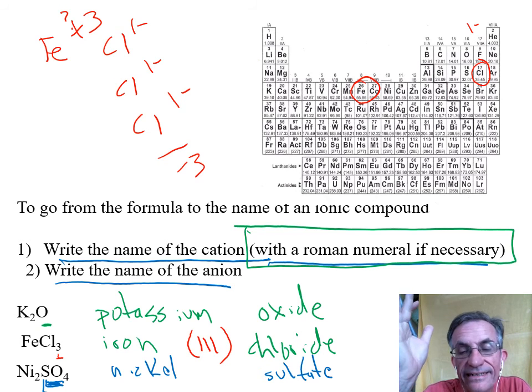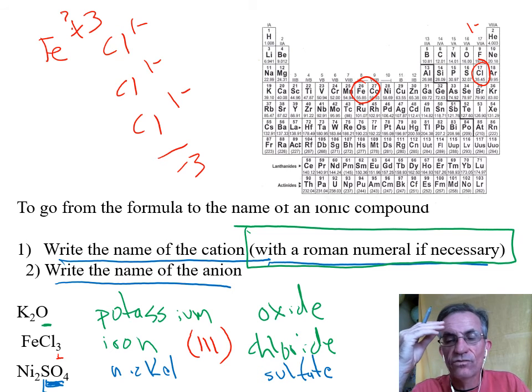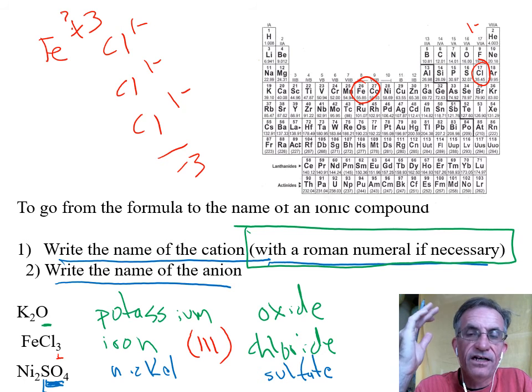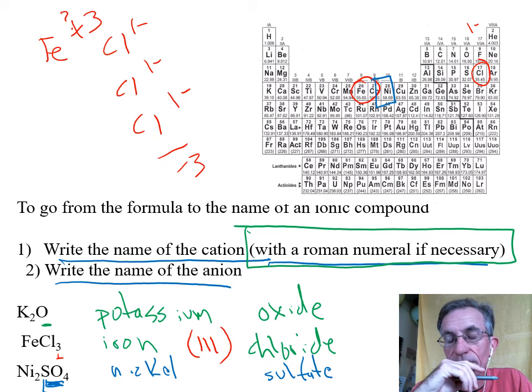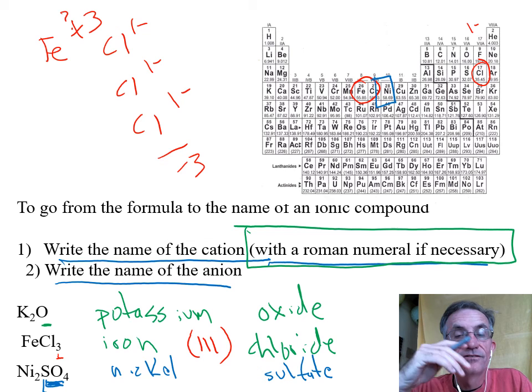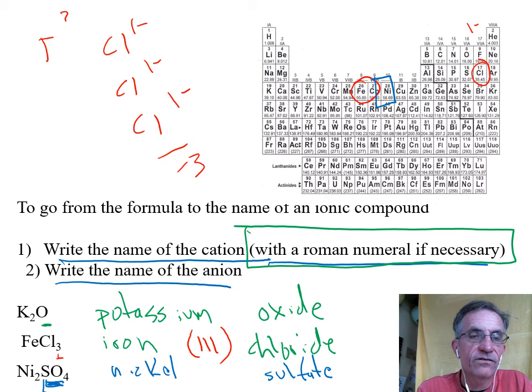Now, there's only one last thing I've got to do, and it's the trickiest thing of all. Figure out if there's a Roman numeral, and if there is, what it is. So first off, with nickel, do we use a Roman numeral? Yeah, we will. We're going to use a Roman numeral. Now, the next thing you have to do is figure out what it's going to be. So let's figure that part out.